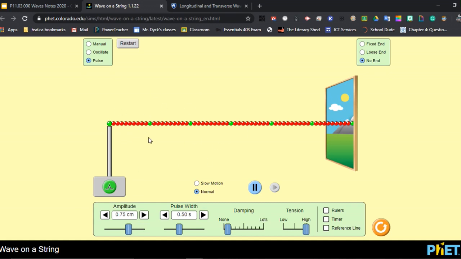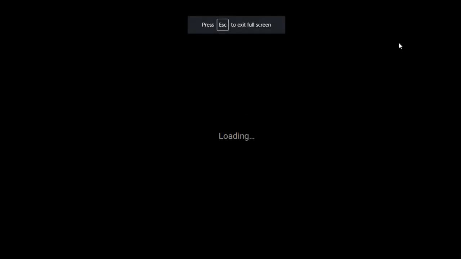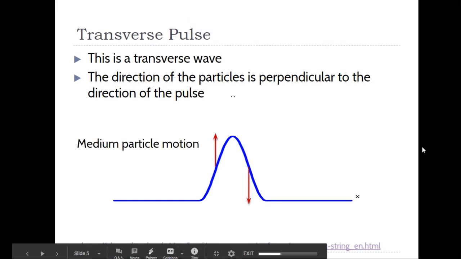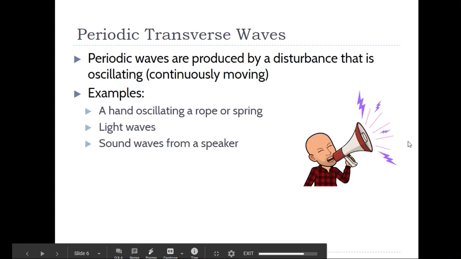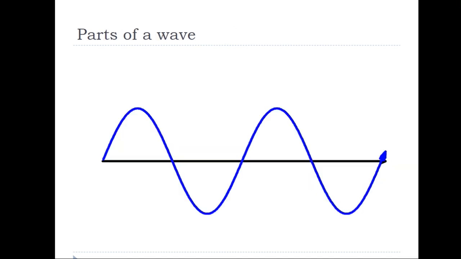So let's take a look at what each of the parts of the wave are, what they're called, and get a little bit deeper into that. All right, periodic transverse waves are produced by a disturbance that is oscillating, aka continuously moving. And so I guess I'm going to have to go back to that applet in just a moment to show you what that looks like. It could be a skipping rope, a hand oscillating a rope or a spring. Another example would be a light wave, and then even sound waves from a speaker.